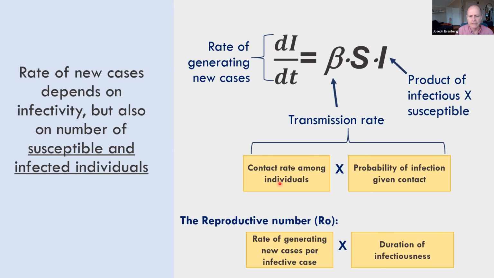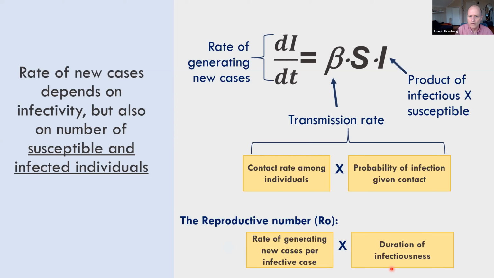And then our reproductive number that we talked about before is just a product of the rate of generating new cases times the duration of an individual being infectious. So how long somebody's infectious, and the rate at which they're causing new cases during that time, is basically our reproductive number that we talked about before.